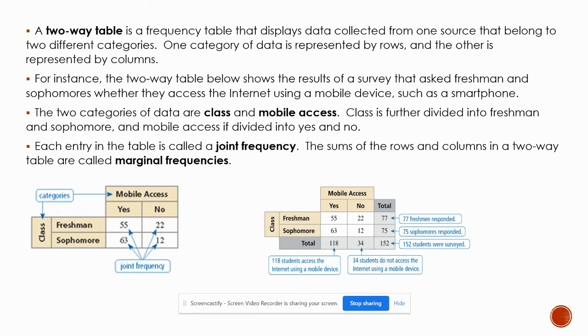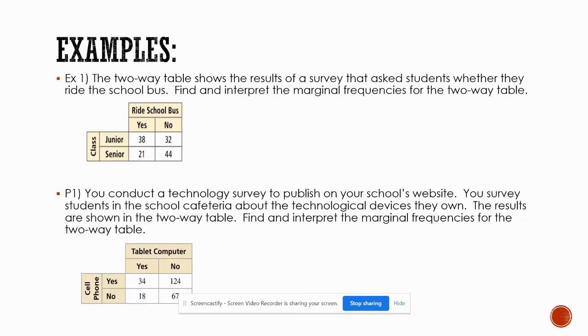So we have something called joint frequency and then marginal frequencies. Our joint frequencies are going to be the answers that were given that's inside the table. And then your marginal frequencies are going to be the totals in the columns. The easiest way to get through this is to kind of just start doing some examples.